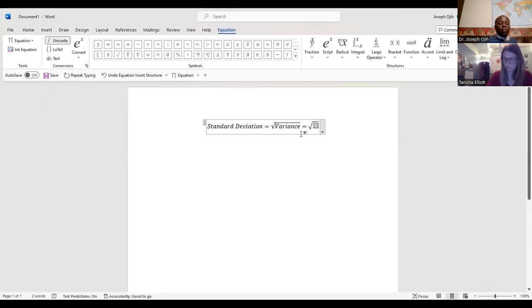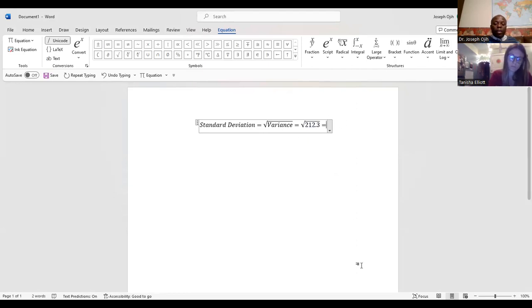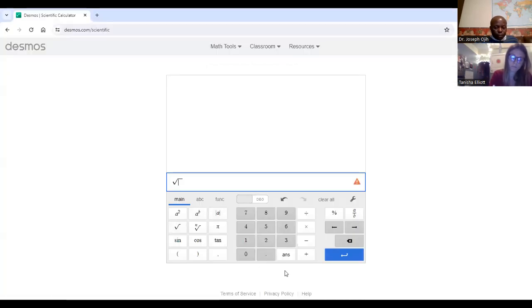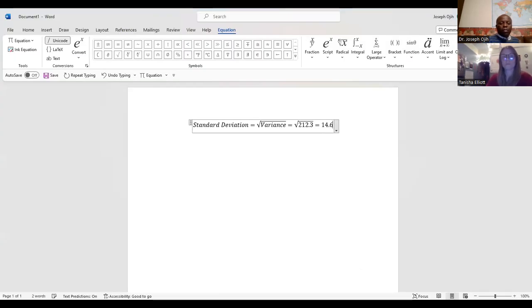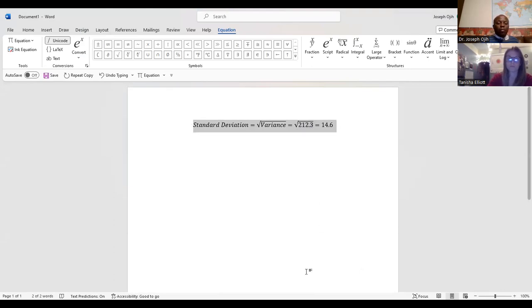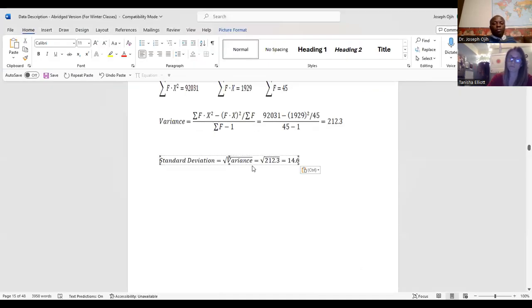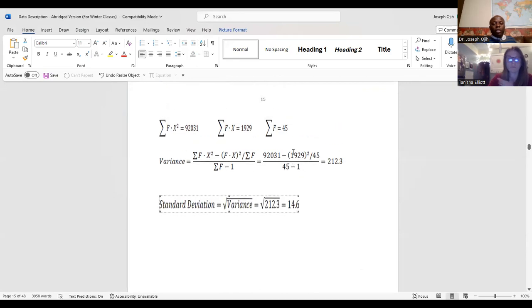Square root of 212.3, equal. We can get that from the calculator. Square root of 212.3 gives us 14.6. So I can copy this and paste it in our main workbook. And that's our standard deviation. So we answered all the questions in this section.